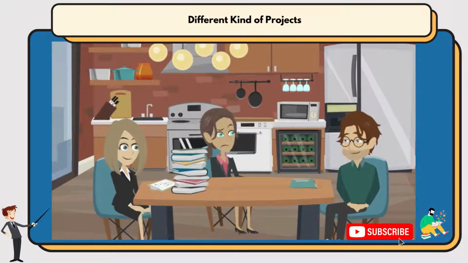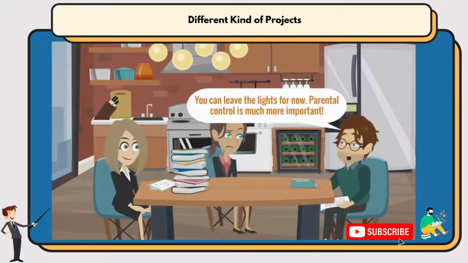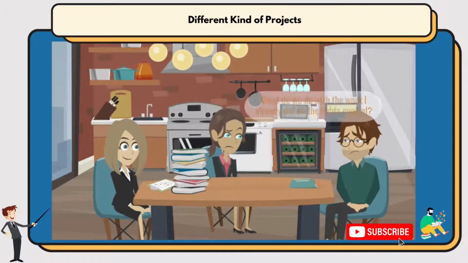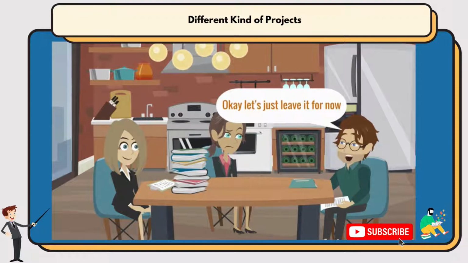Leah explains she will not be able to do that and still complete the project within time and budget. Bill thinks about it and says, "You know what? You can leave the lights for now. Parental control is much more important to me than light control. After all, the latter doesn't bring that much value." Leah responds, "That's okay, but what do we do with the work I already did on light control?" Bill confirms, "Well, let's just leave it for now."